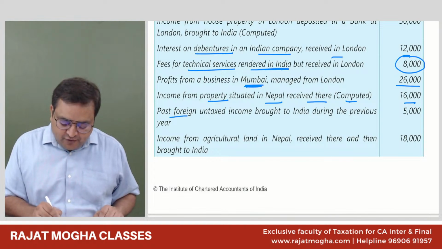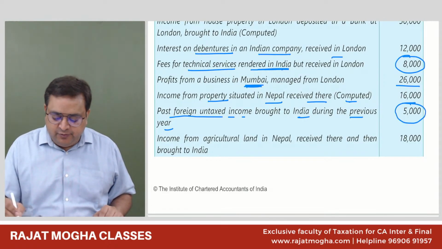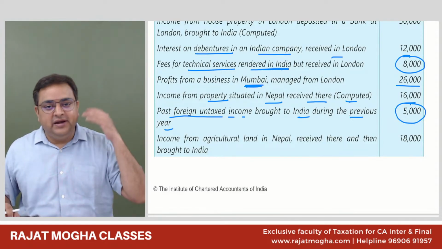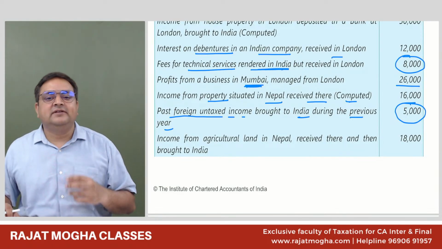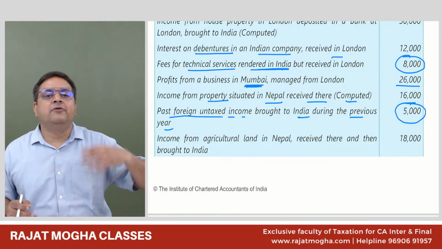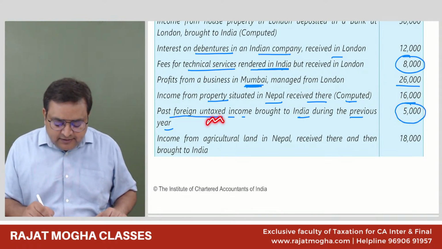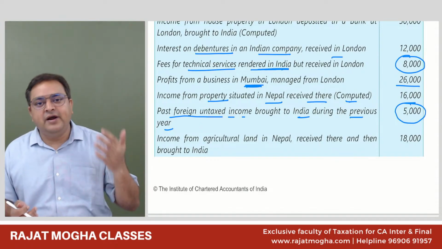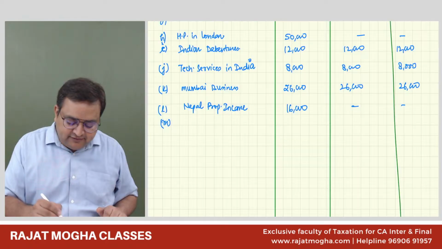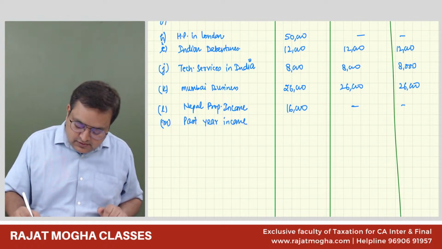Everybody tell me, past foreign untaxed income brought to India during the previous year. This is past foreign untaxed income, 5,000 rupees. Please tell me what I should do about this. Ignore. It would not be taxable for anybody. Global income is taxable for ordinary residents, but it should relate to the current year. Because we are computing the total income of this year, I'm not calculating the total income of any past year. This 5,000 rupees is past year income, untaxed in the past year, doesn't matter. We don't have to compute the income for that year. We are computing the income of this previous year. So this is not an income of this year. Zero.